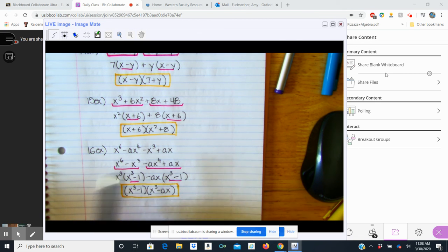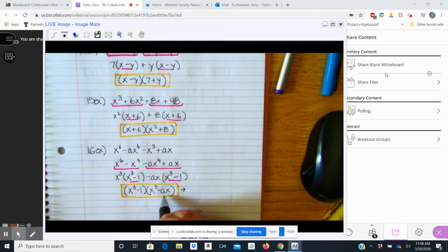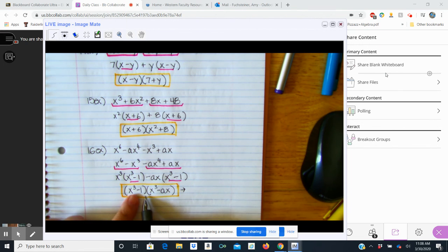You could pull an X out of all of them. Yeah. Well, this we should factor fully. So what I would do for this one is, do you see right here how I could pull an X out of this guy?